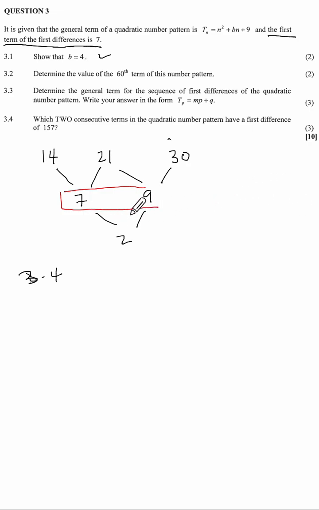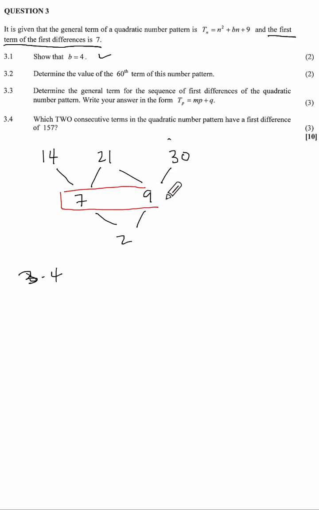Now, the question is, in the quadratic number pattern, which two consecutive terms, like terms that come one after the other, have a first difference of 157? So a first difference of 157 will be between which terms? Like, for example, the first difference 7 is between term 1 and term 2. The first difference 9 is between term 2 and term 3. So we want to find 157 if I were to continue.